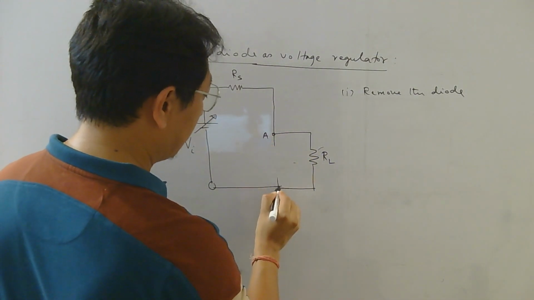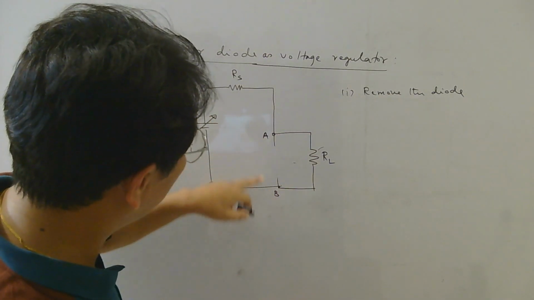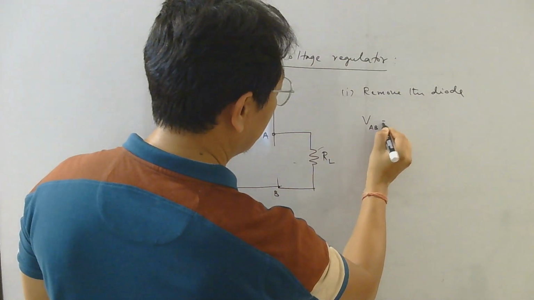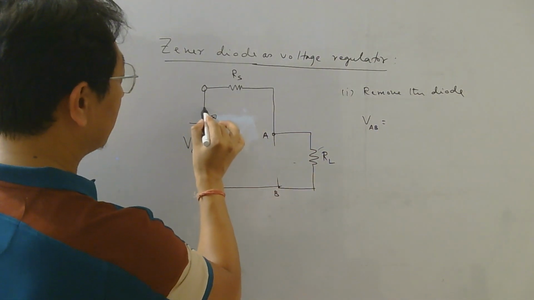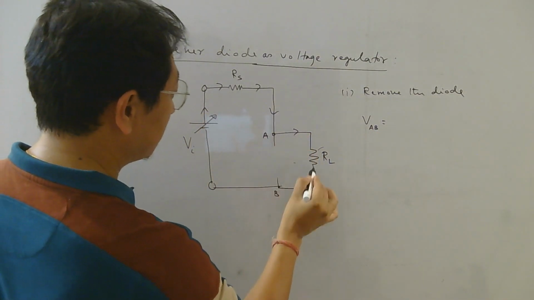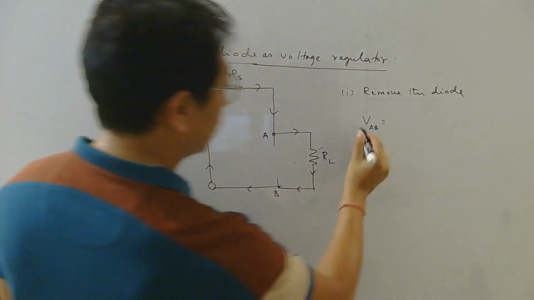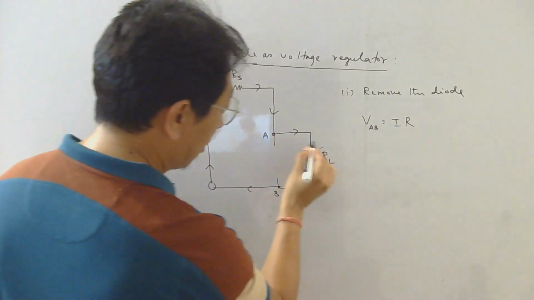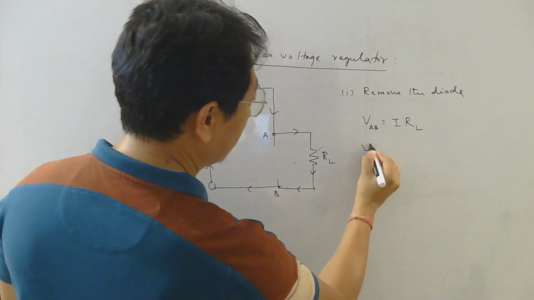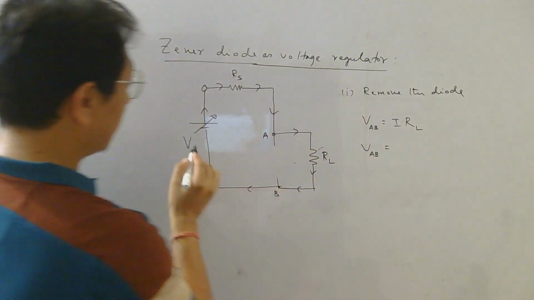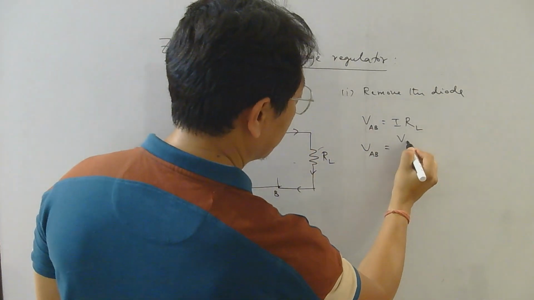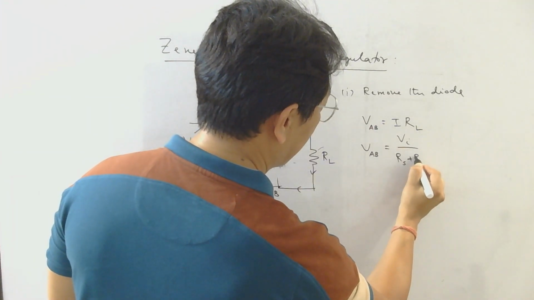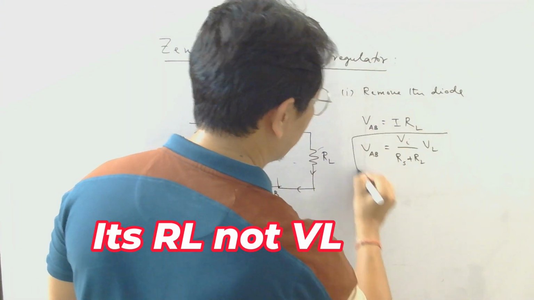Let's say this is point A, point B. So now calculate what is the voltage between A and B. That voltage will be what? Well, if there is no diode here, then the same current will flow everywhere, isn't it? So that voltage here will be, from Ohm's law, I into R, and R of this is RL. And what will be I? Current will be the applied voltage divided by the total resistance of this circuit, which is Rs plus RL, right? This is your voltage divider formula.